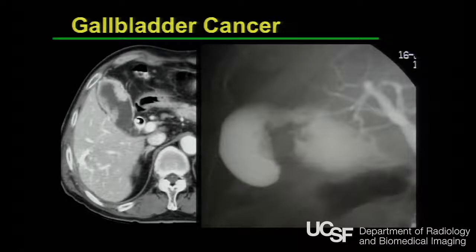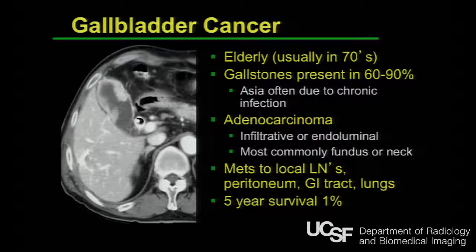Gallbladder cancers have a terrible prognosis. So less than a 1 year survival in most cases, a 5-year survival of less than 2%, less than 1%. It usually occurs in patients who are predisposed or who have gallstones. The vast majority have gallstones.